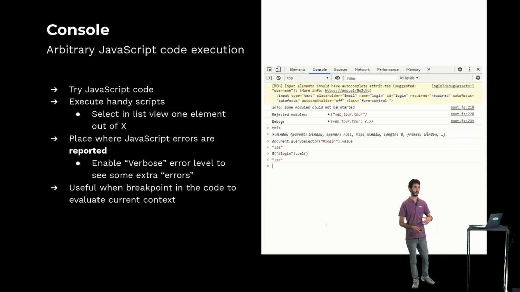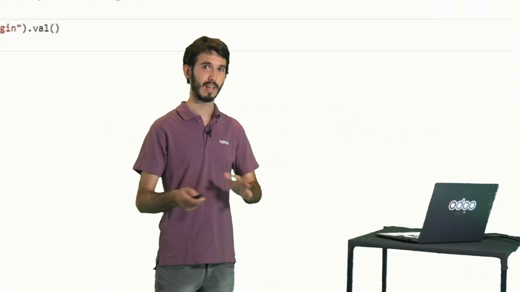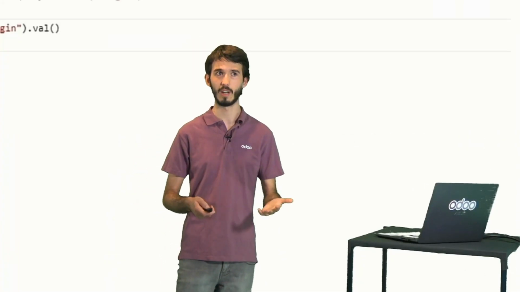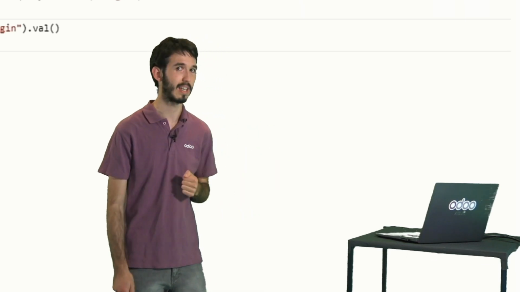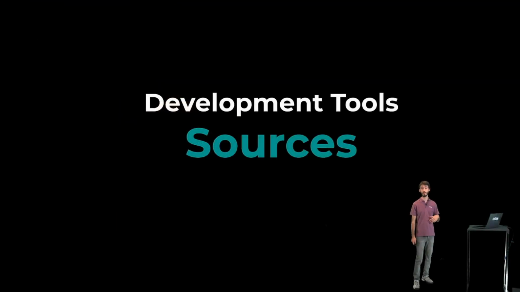We will also see afterward that when you have other tools, it can be handy to have the console tool at the same place in order to have access to the variable scope. We'll come back to this afterward. Let's continue with the sources.